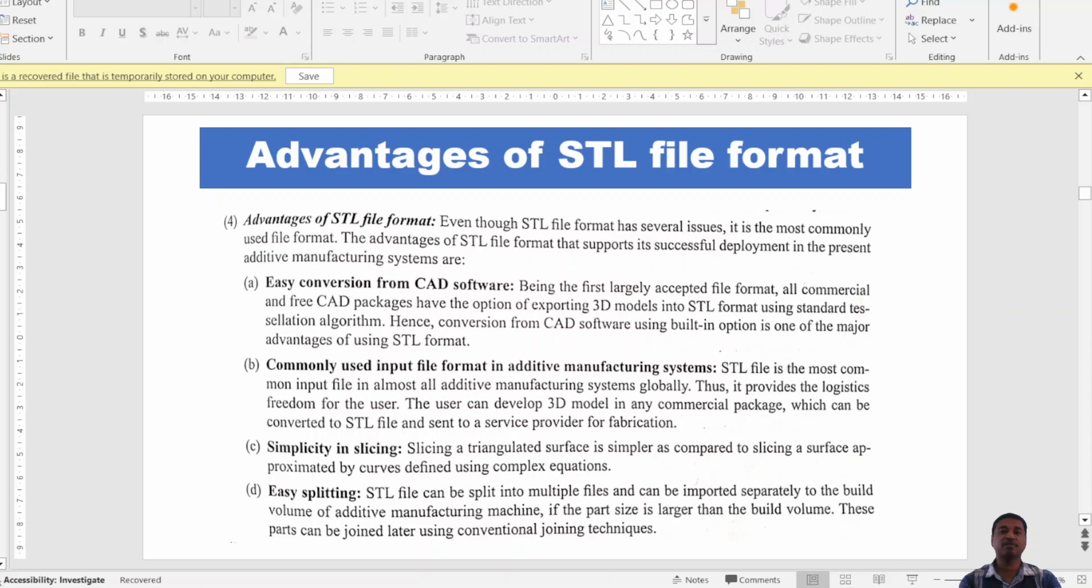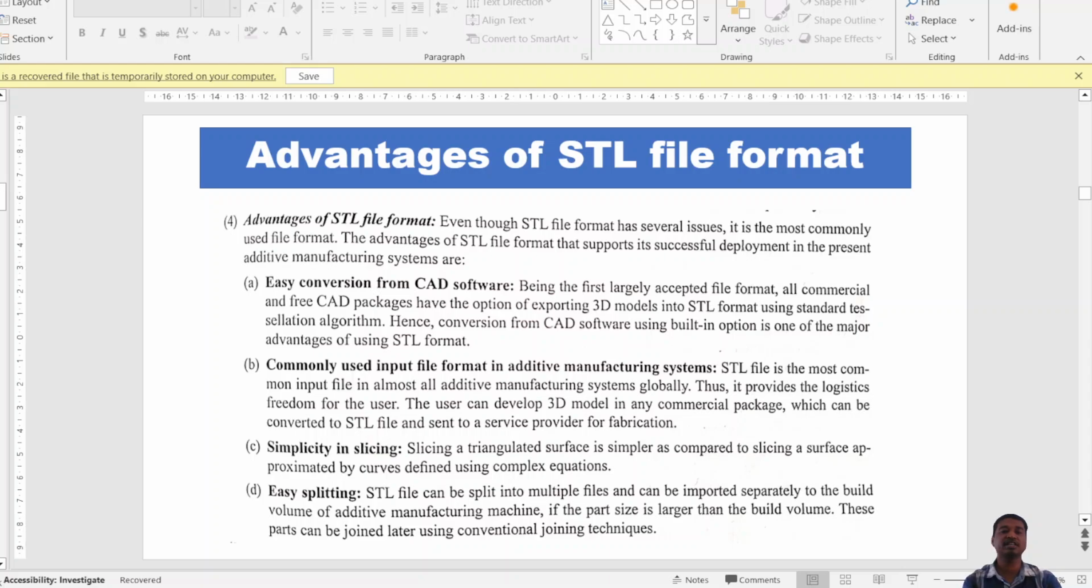Even though the STL file format has several issues, it is the most commonly used file format. First, easy conversion from CAD software. Being the first largely accepted file format, all commercial and free CAD packages have the option for exporting 3D models into STL file format using a standard tessellation algorithm. Hence, conversion from CAD software using the built-in option is one of the major advantages of using STL file format.